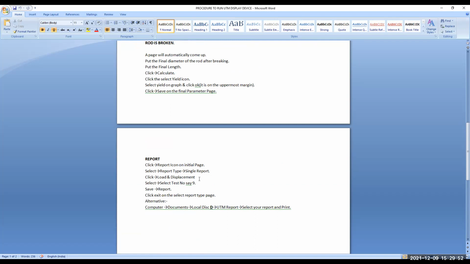Click report, load and displacement. Then number of test pieces, report, and then computed. Then go to the UTM report printing. This is the process.